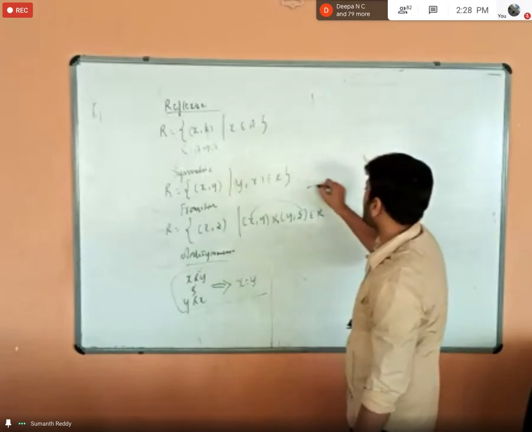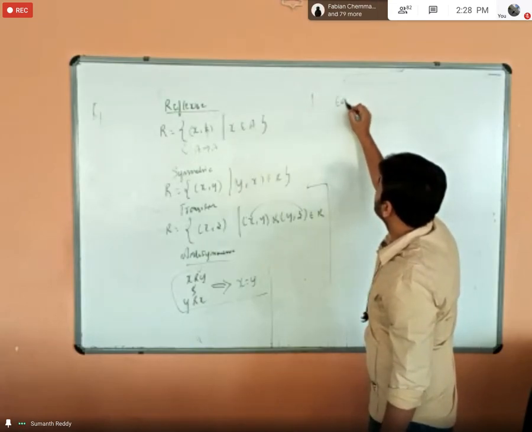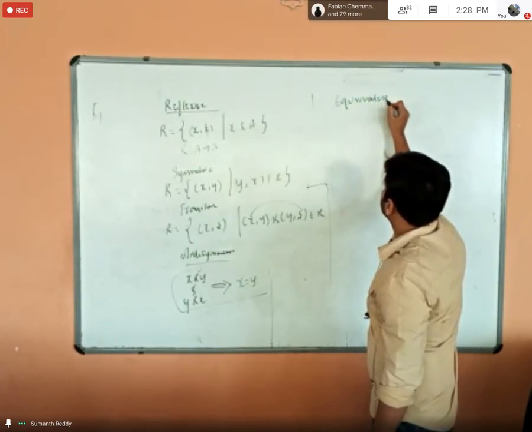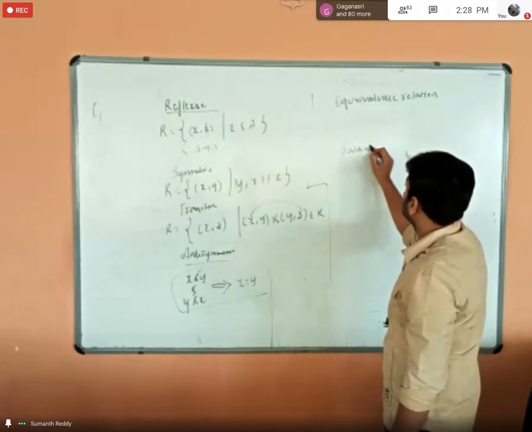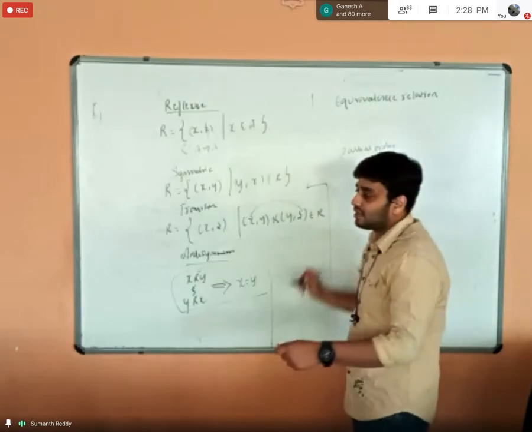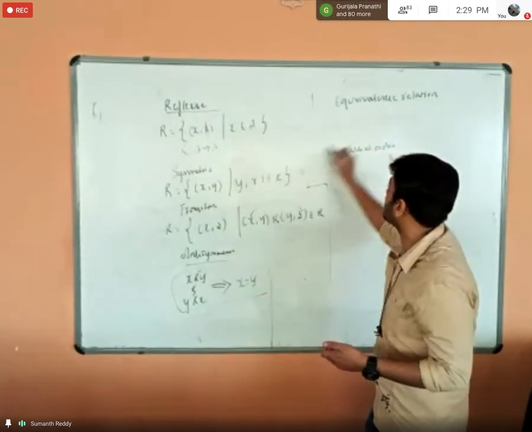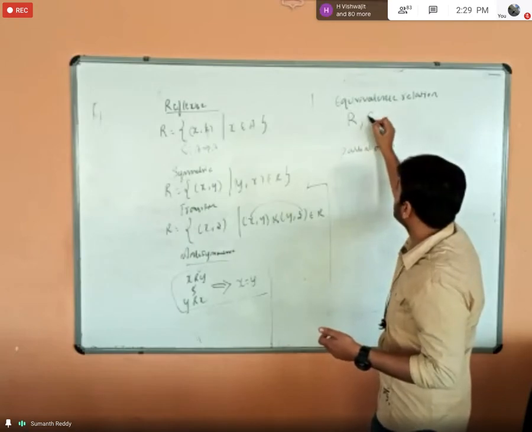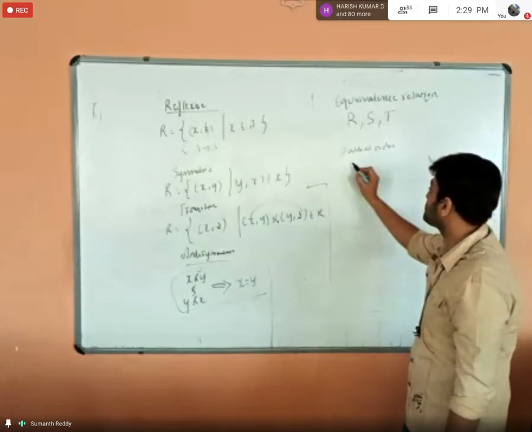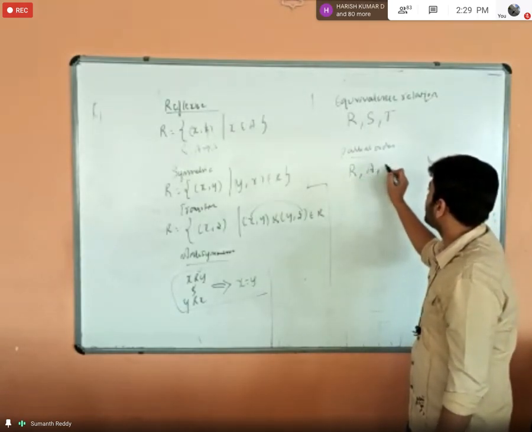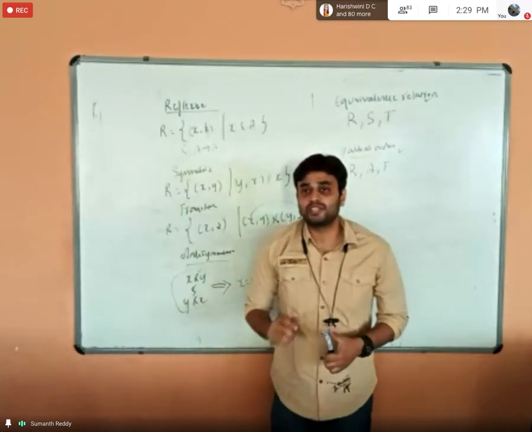After this I have introduced two more. One is very important, that is the equivalence relation, and then partial order. I also told you that it does not have any rule by itself, but any relation which satisfies the properties of reflexive, symmetric, and transitive is said to be an equivalence relation. Similarly, any relation which satisfies the properties of reflexive, antisymmetric, and transitive is called a partial order.